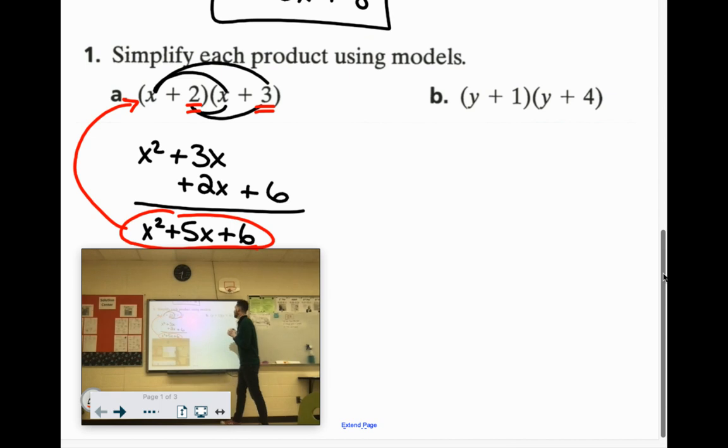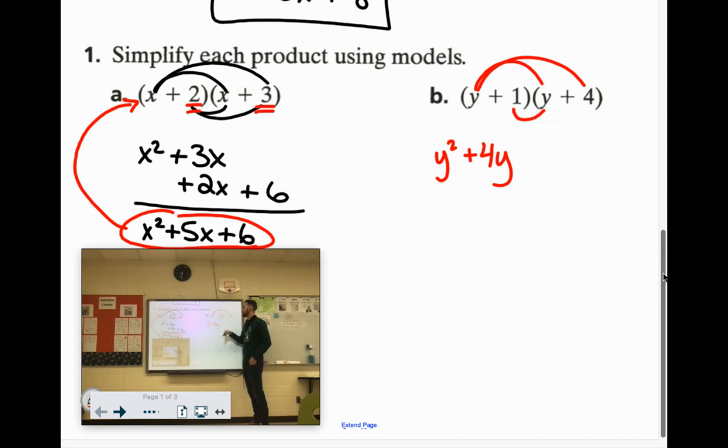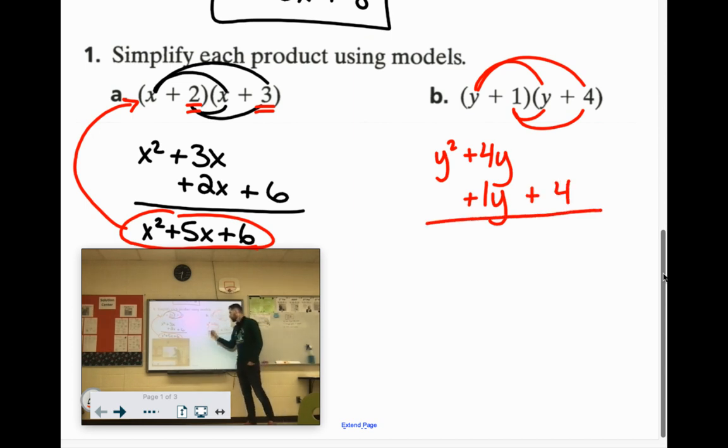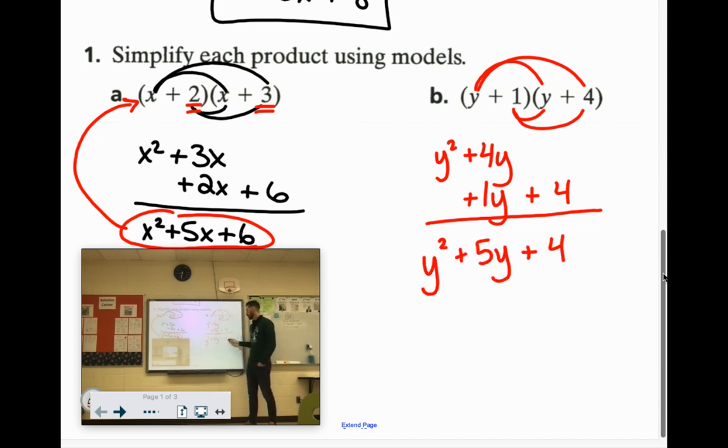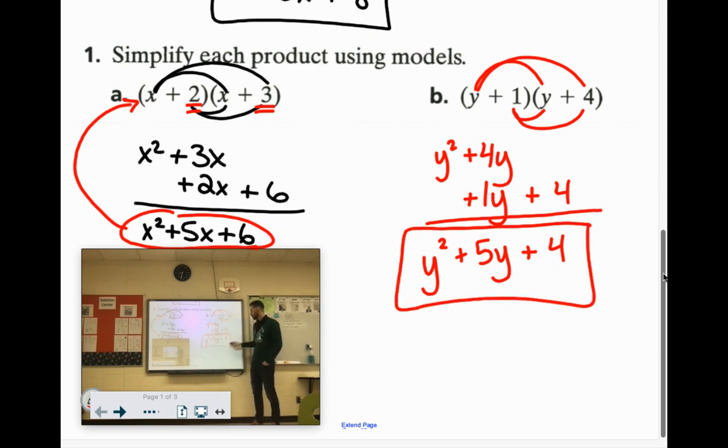All right, so if we multiply y times 5, we get y to the second. Y times 4 would be 4y. Now we do our innermost. Positive 1 times y is 1y. I'll put that under my 4y. And then 1 times 4 would be 4. So combining our like terms, we have y squared plus 5y plus 4. Two numbers that multiply to 4 and add up to 5 are 1 and 4. That's the future. That is, oh my goodness, so far in the future.